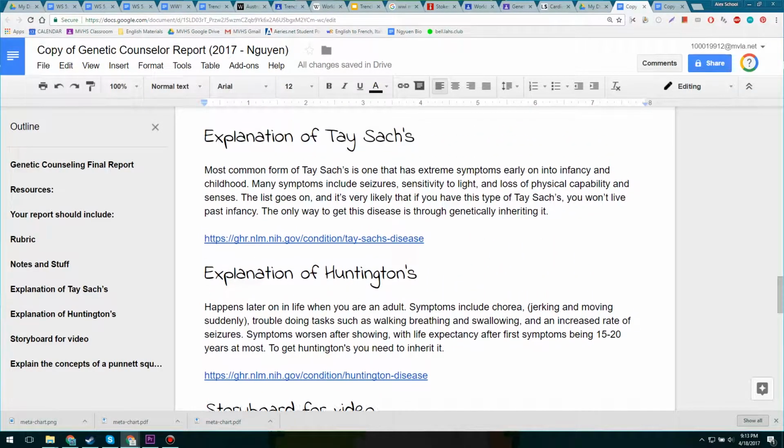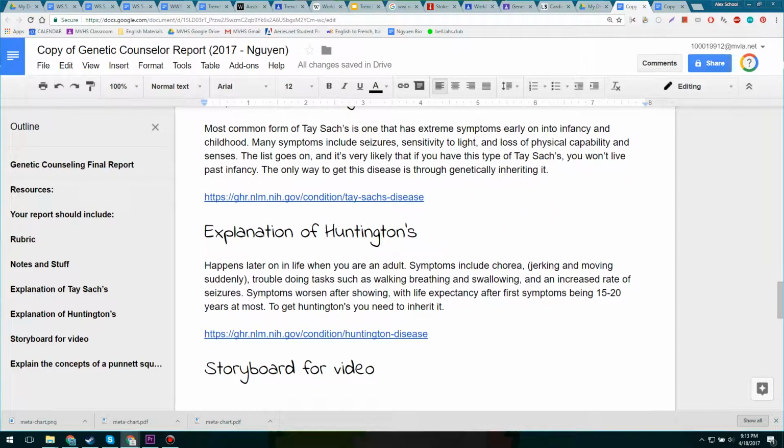Now, the explanation for Huntington's here is it happens later on in life when you're an adult. Symptoms include chorea, which is jerking and moving suddenly, trouble doing tasks such as walking, breathing, and swallowing, and an increased rate of seizures. Symptoms get worse after showing, with life expectancy after first symptoms being 15 to 20 years at most. And the only way to get Huntington's is to inherit it. So Tay-Sachs is recessive, and Huntington's is dominant.